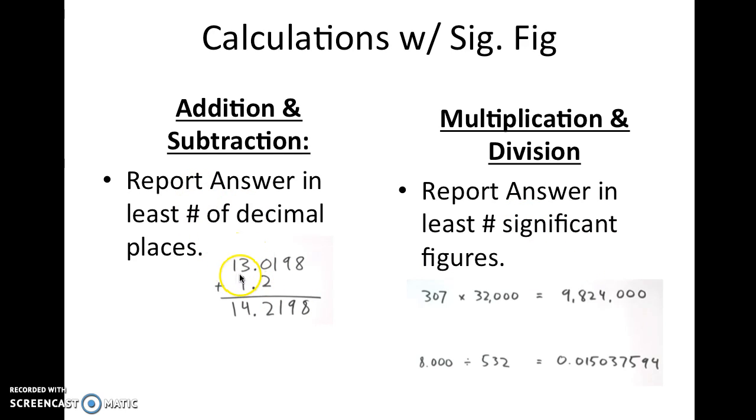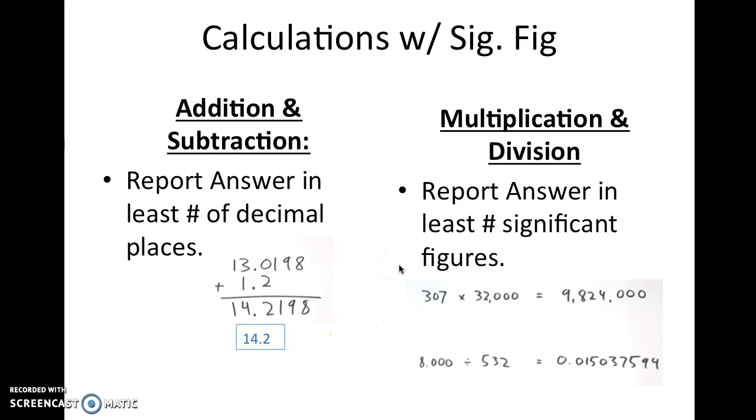In this first example for addition, we have 13.0198 plus 1.2. If you look at the two numbers that we're adding, the top number has the most decimal places, so 1, 2, 3, 4 numbers past the decimal, and the bottom number only has one decimal place. So when we report our answer, we're going to use the least number of decimal places, so we're just going to report our answer to one decimal place. If you look at our sum here, we don't need the 1, 9, and the 8 because we're just using one decimal place, and our final number is 14.2. Again, it should match the least number of decimal places.